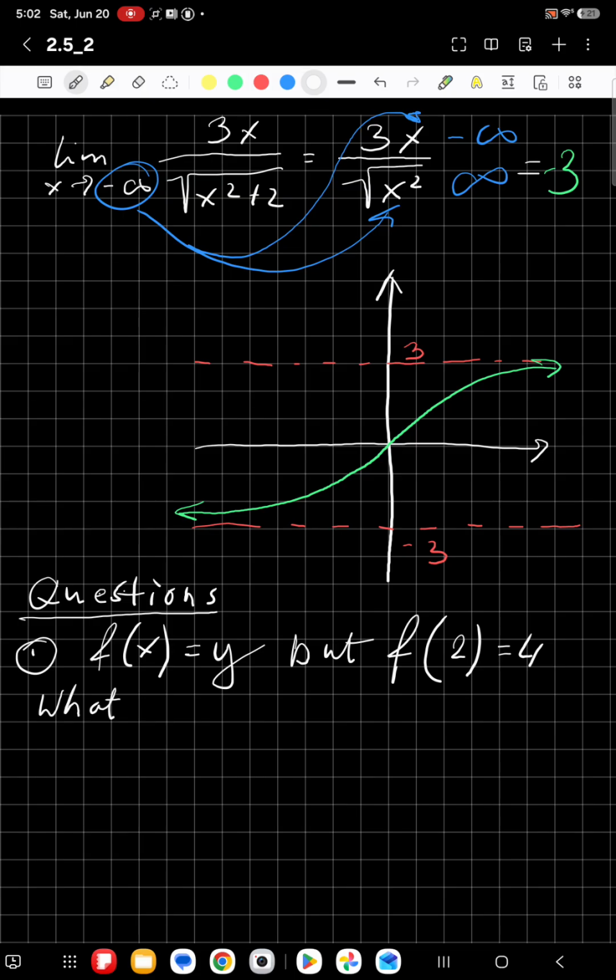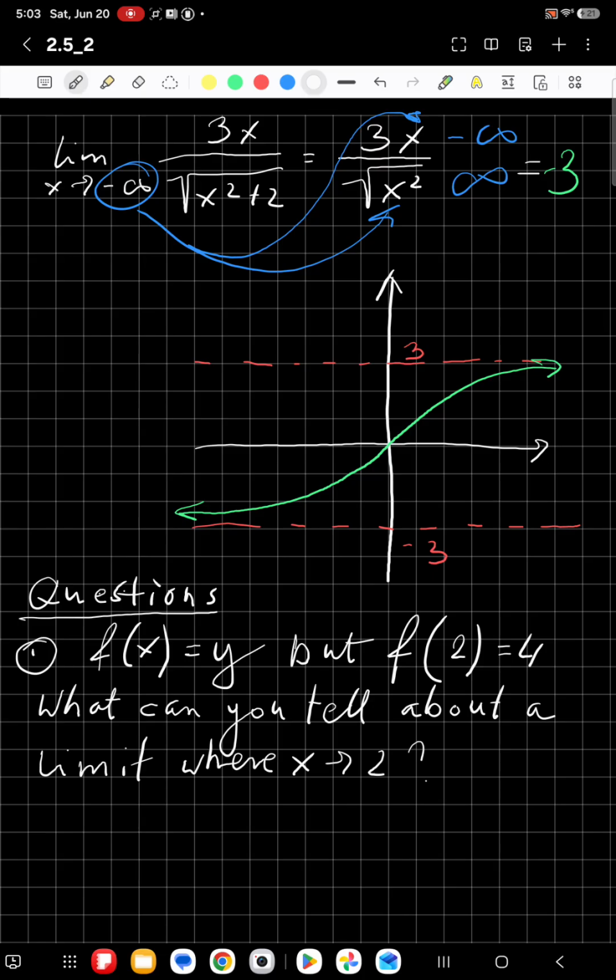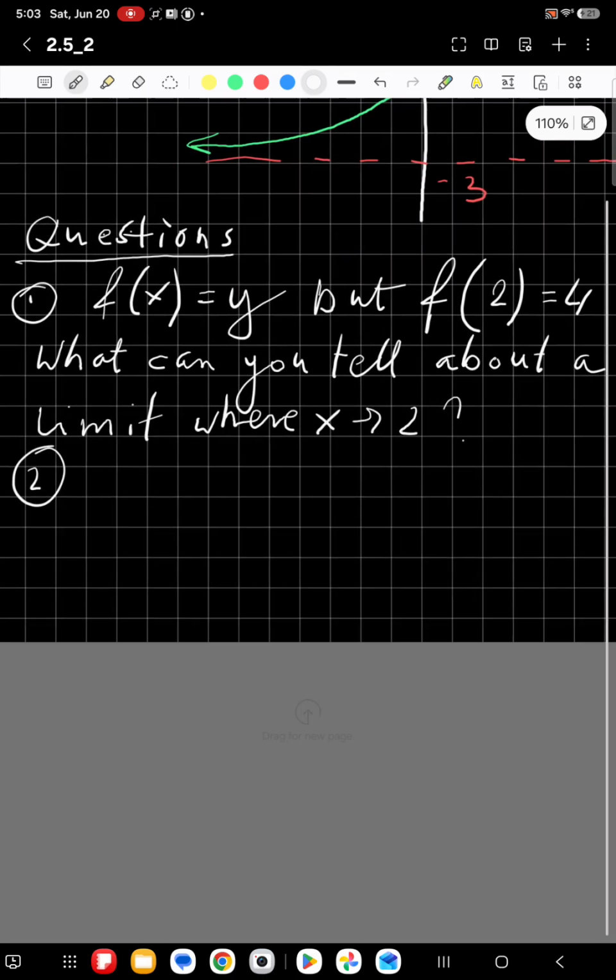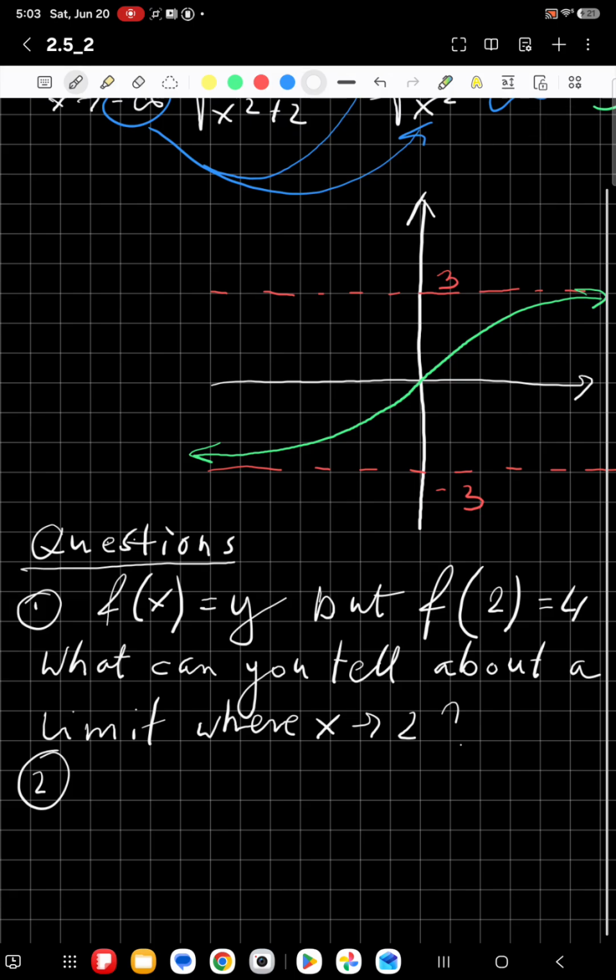What can you tell, or what is the limit? Maybe let me rephrase. What can you tell about the limit as x approaches 2? Okay, so that's the question that I would ask you, just to check for understanding. So I'll give you an answer in a moment.